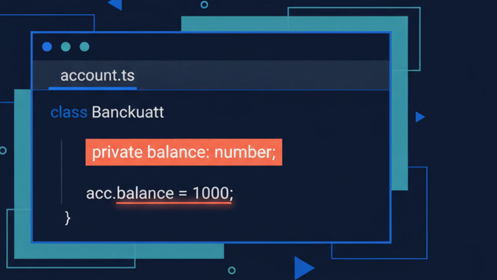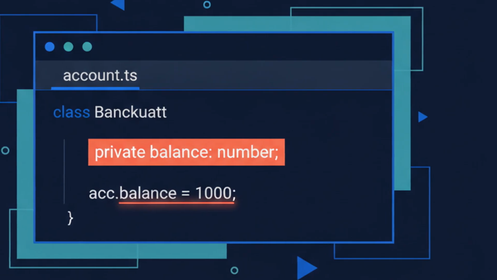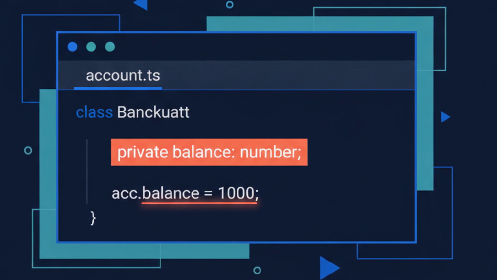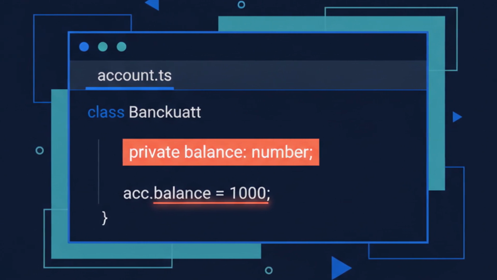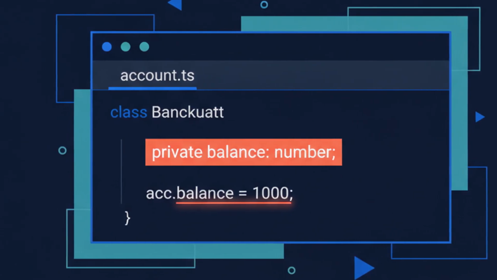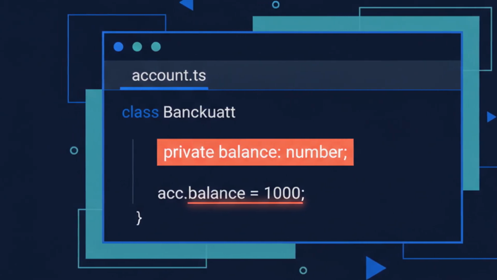Now the important one. Private means a property can only be touched inside the class itself. Here, balance is private. From outside, if you try to read or change it directly, TypeScript stops you with an error before the code even runs. This is how you protect sensitive data. The only way to change the balance is through methods you control.